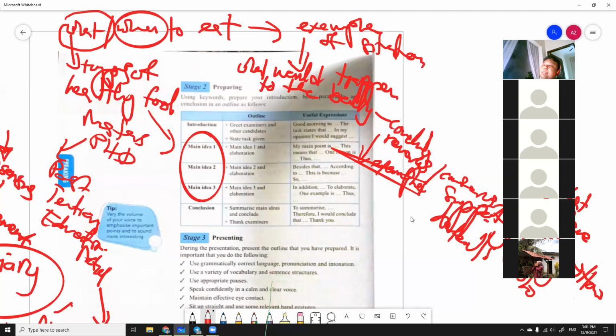And make sure this is actually the outline. You have got to greet the examiners and other candidates. Then you state the task given, the introduction. And then you talk about main idea 1 and elaboration. You talk about main idea 2 and elaboration. You talk about main idea 3 and elaboration. And then you summarize main ideas and conclude. And then you thank the examiners. So this is actually the example.